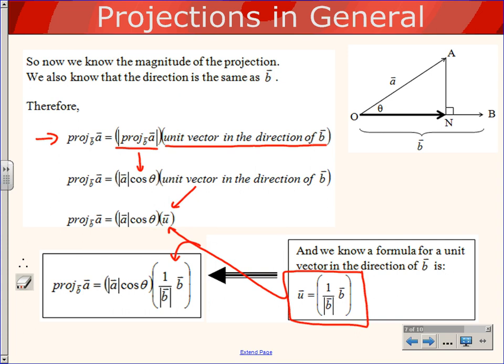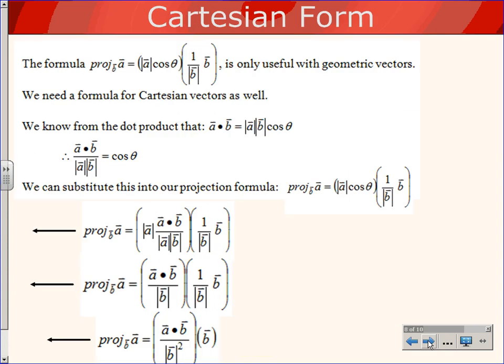So our formula for the projection is now magnitude of A cos theta times that unit vector, which is 1 over the magnitude of B times vector B. And that's good, right? That's better. We're going to try and simplify it a little bit more still. And that's what we see here. So we have a pretty good formula already, but it's only really good if we have geometric vectors, and that's not what we're focusing on in this unit. We're focusing on Cartesian vectors.